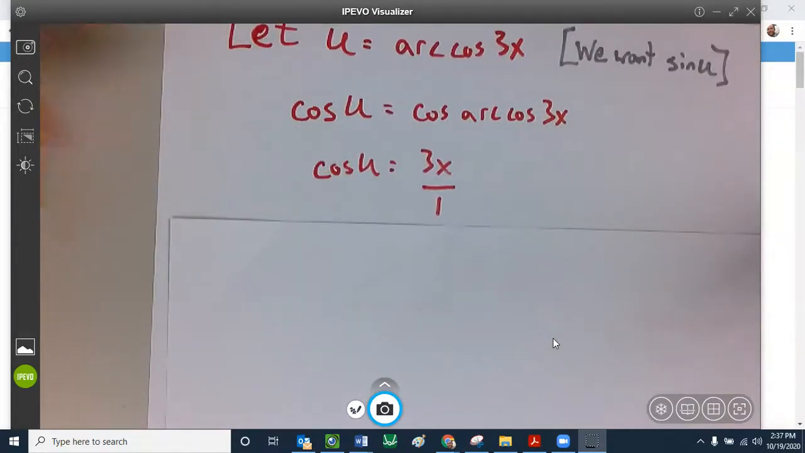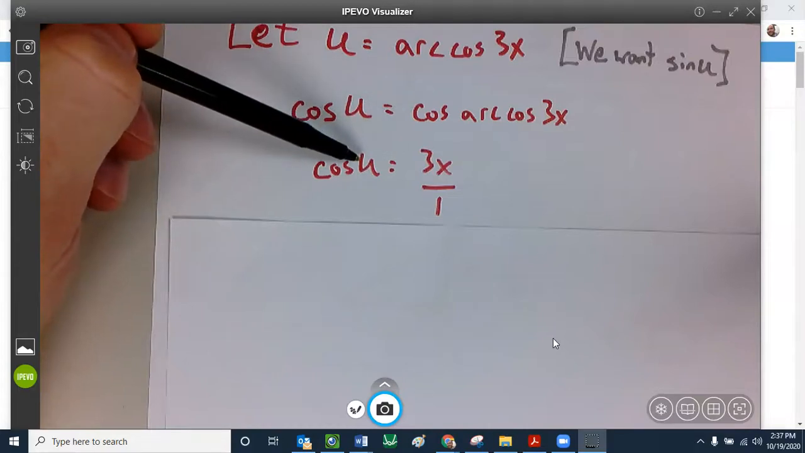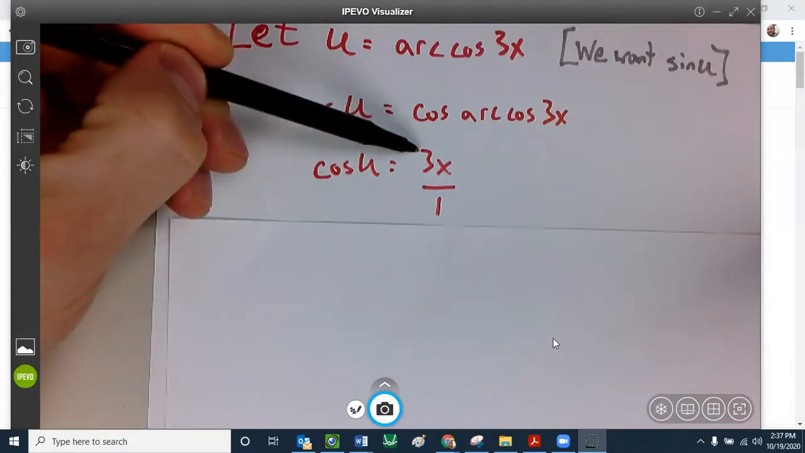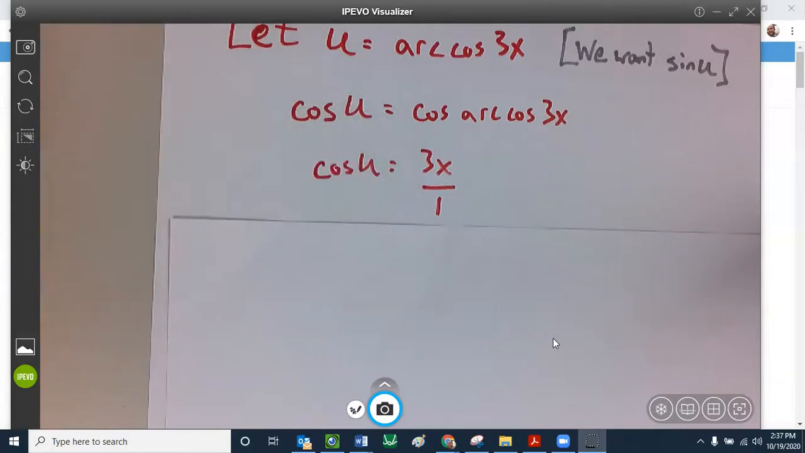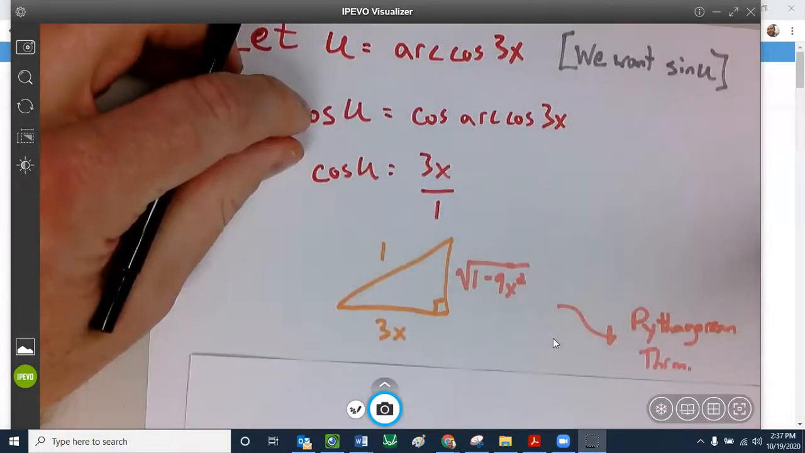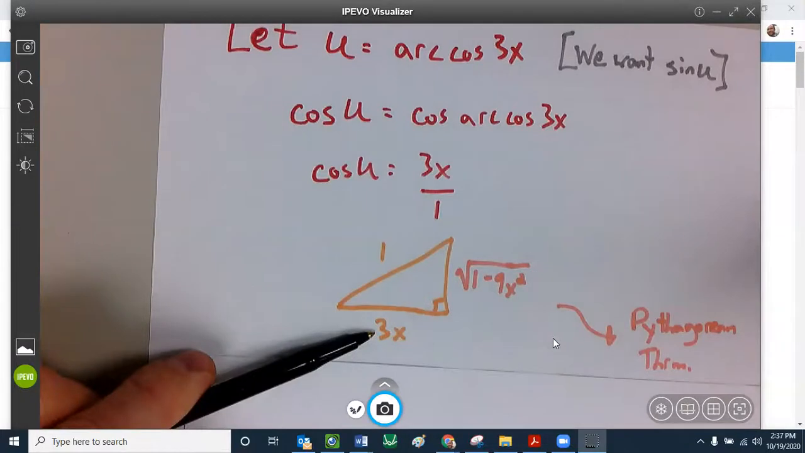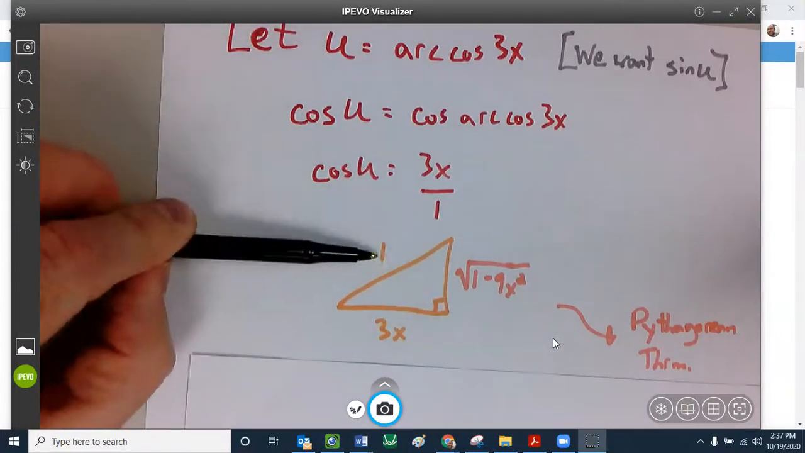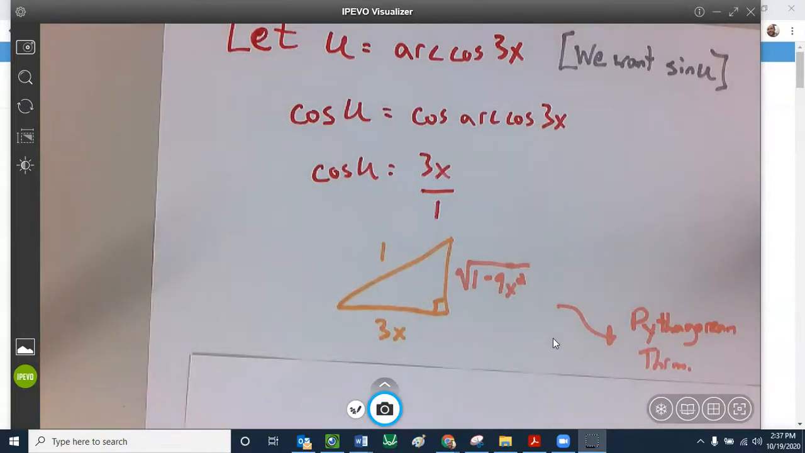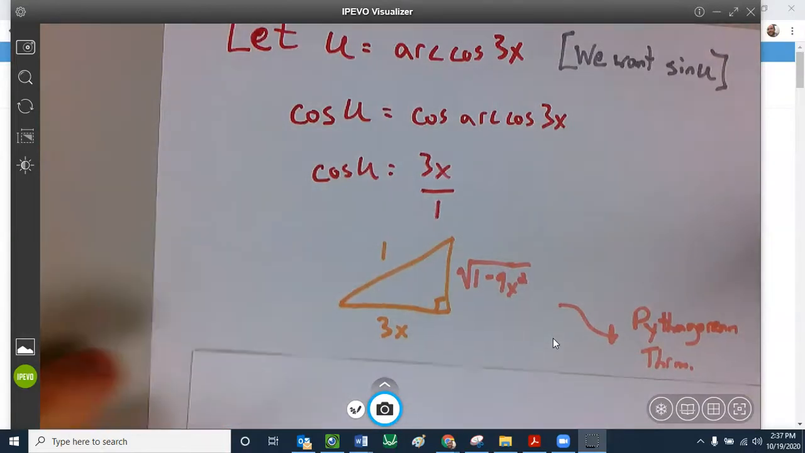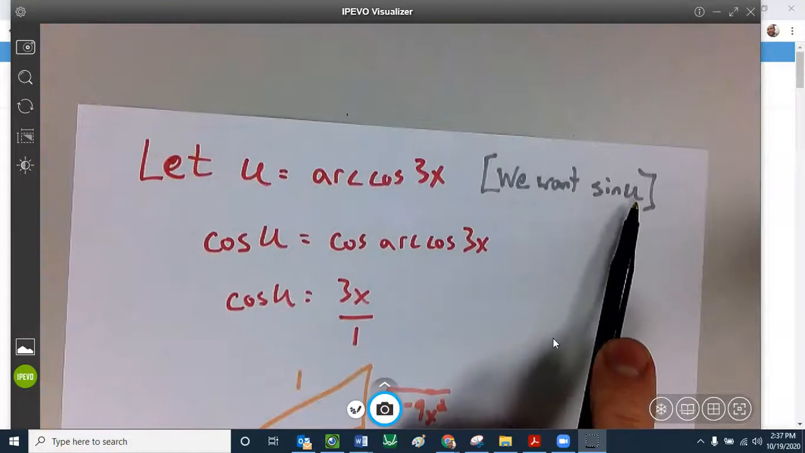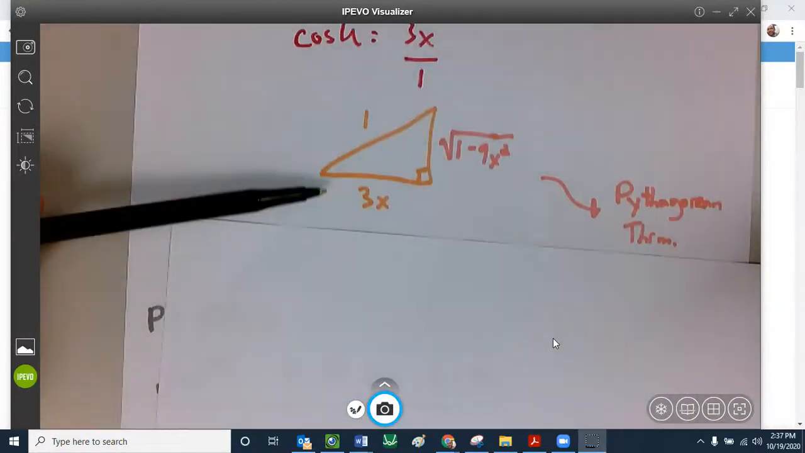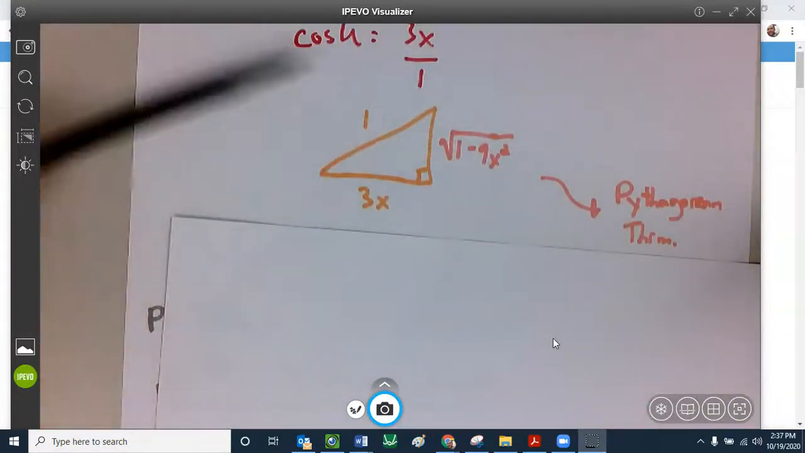I could draw it. It's going to have an angle of u. I don't care what u is right now. I just know the cosine of u is adjacent over hypotenuse. Okay. Then I can do the Pythagorean theorem just like before. A squared plus b squared equals c squared. I rearrange it. C squared minus a squared equals b squared. I'm actually trying to find the sine of u. Sine is opposite over hypotenuse.